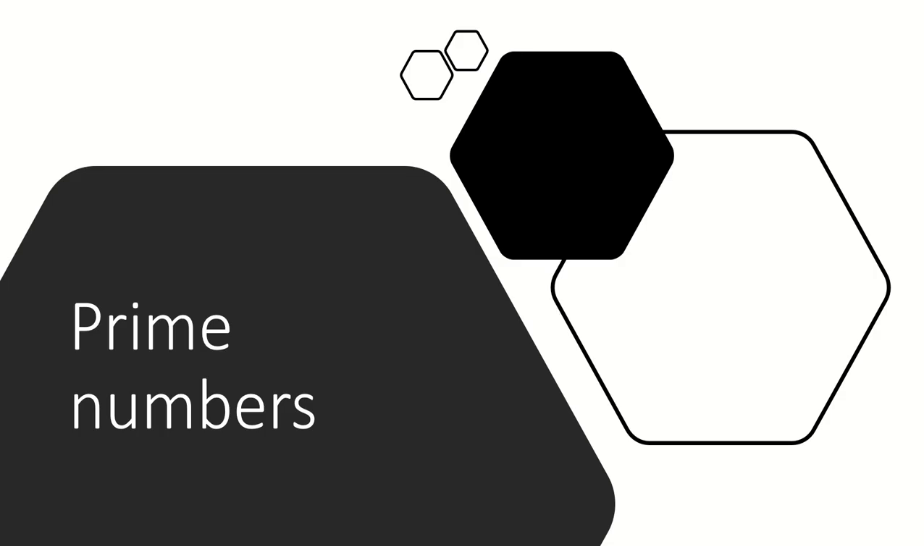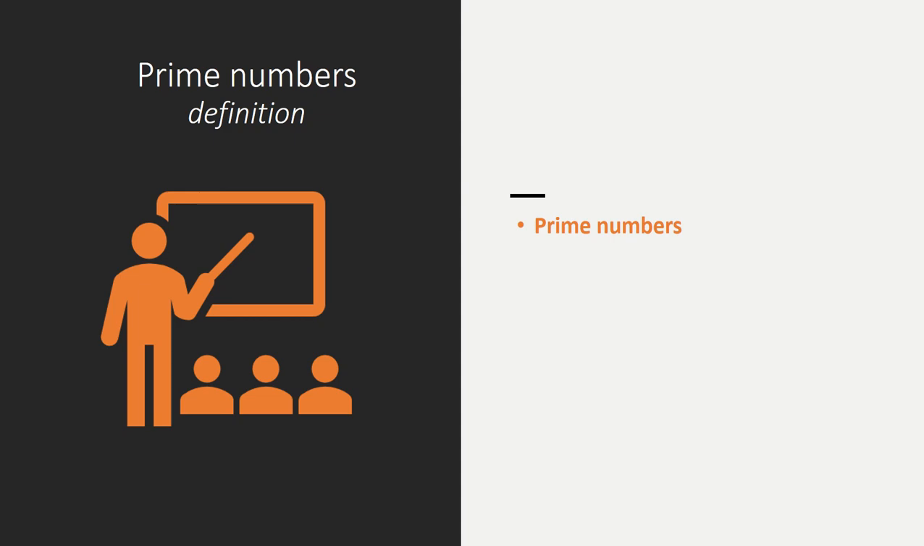Alright, then we're going to have a look at the last piece of information, and that's the prime numbers. The definition of prime numbers. Prime numbers are numbers with exactly 2 divisors, itself and 1. So nothing else, nothing less, nothing more. Itself and 1.